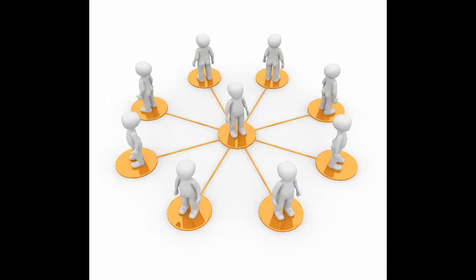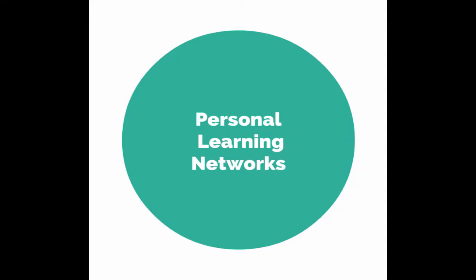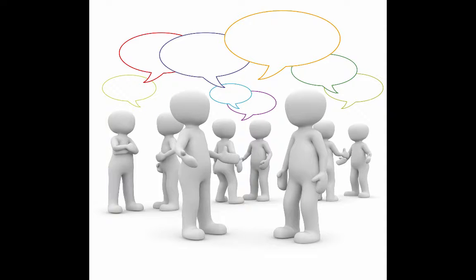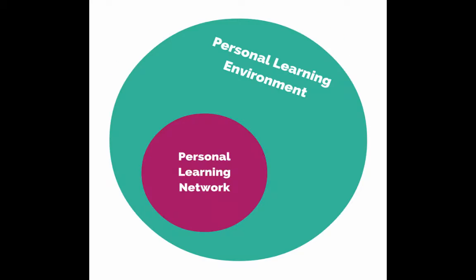A personal learning network, abbreviated as PLN, is the network of people that you learn from through interaction and observation. This network includes those that you have professional and non-professional relationships with. The personal learning network falls under the umbrella of the personal learning environment.